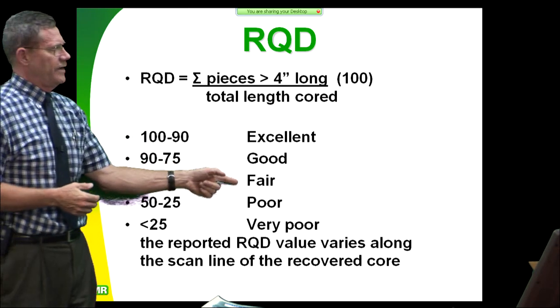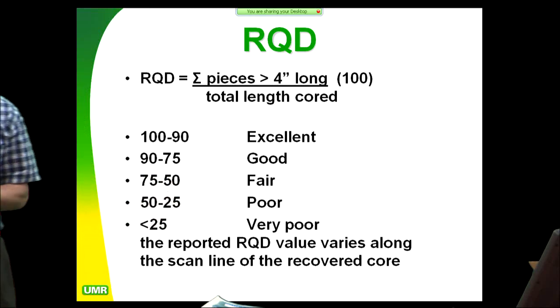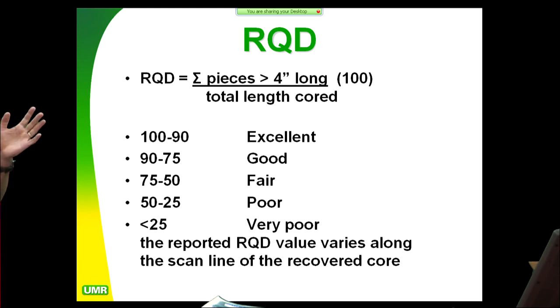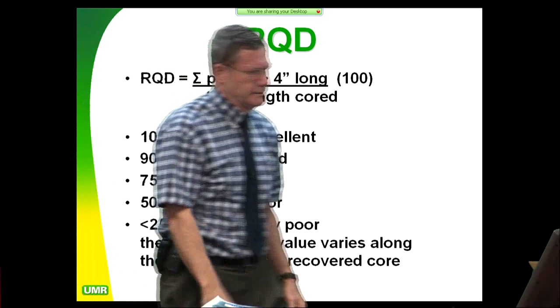Below 75, you're in the fair, the poor, and the very poor. Now, you get into shales, it's real typical, you'll get less than 25. A lot of times when you're coring through shale, you get nothing that's over 4 inches. And so you have an RQD of zero.